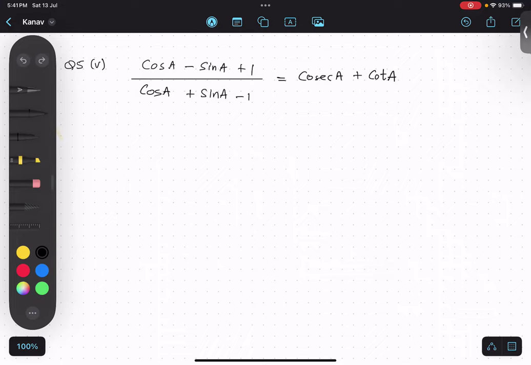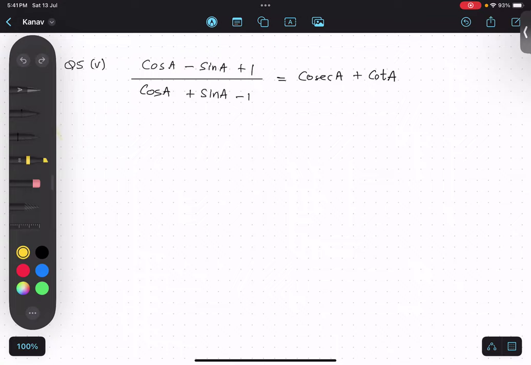Meaning both sides are equal, so we have to prove it. These are formulas basically. In 11th grade, if you take math, these are the formulas. Anyway, we'll discuss that in some other class.